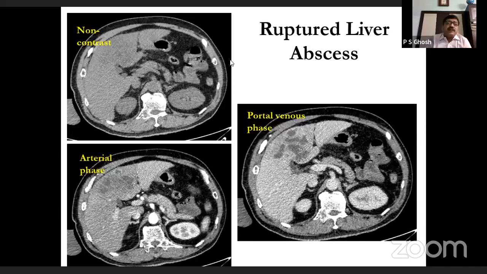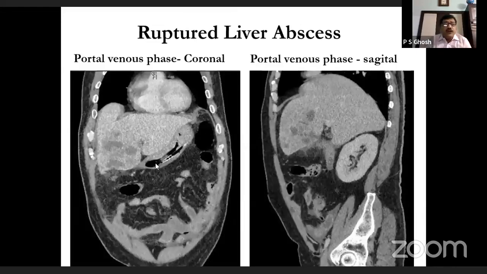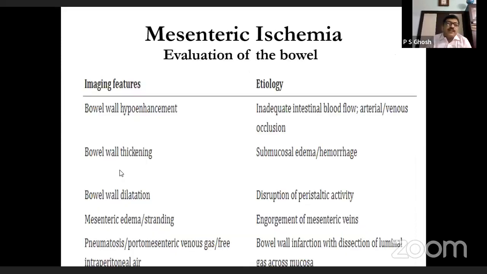Now, sometimes a ruptured liver abscess is rarely visible in a non-contrast CT, but can be seen in the arterial phase and in the portal venous phase. And if we follow this coronal plane, we can see that there is some discontinuity as well as some fat stranding or inflammatory changes, which indicate that this liver abscess, which is pyogenic, with the cluster sign, has leaked into the peritoneal cavity.